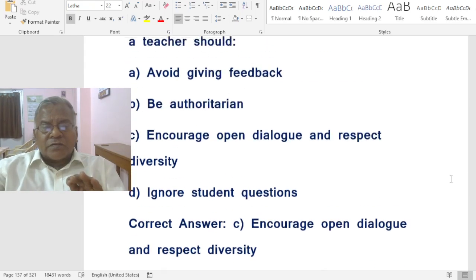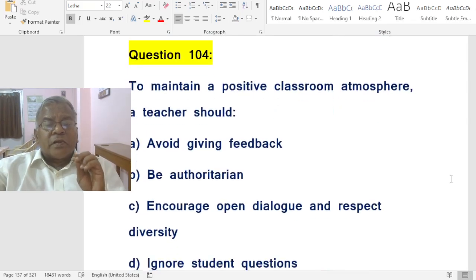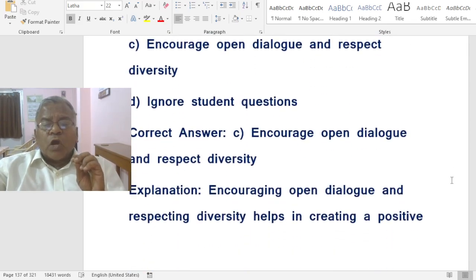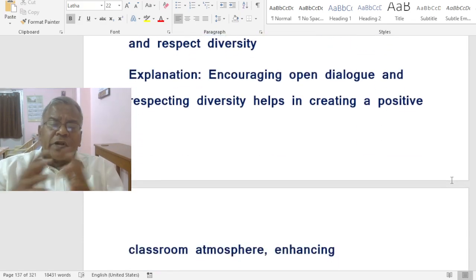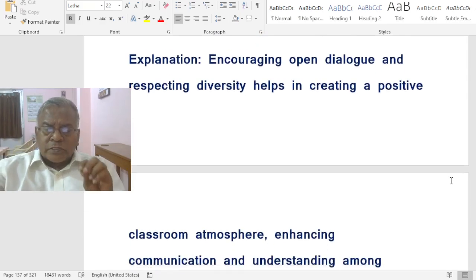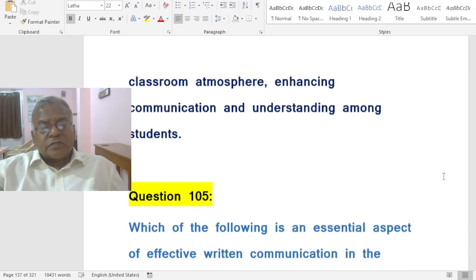What is the correct answer for this question? Namely, to maintain a positive classroom atmosphere, a teacher should encourage open dialogue and respect diversity. Encouraging open dialogue and respecting diversity helps in creating a positive classroom atmosphere, enhancing communication and understanding among students.